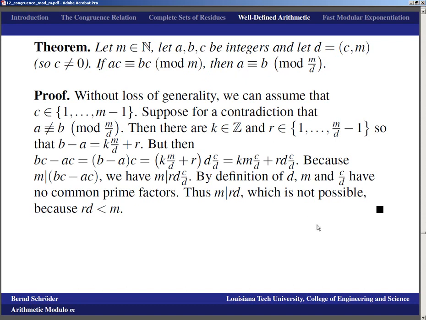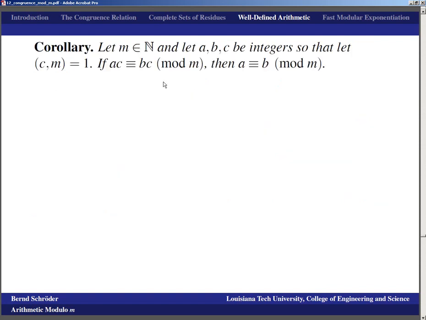It turns out that otherwise there is no such cancellation law, but that'll be just fine because the main corollary that we really are interested in is that if m is our modulus and a, b, and c are integers, so that the greatest common divisor of c and m is equal to 1, forget the let, that's just not there, and I'm not going to correct it right now. If ac is equivalent to bc modulo m, then a is equivalent to b modulo m. And that's, of course, very quick because it's just the previous theorem with d equals 1.